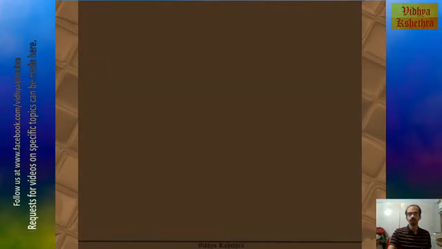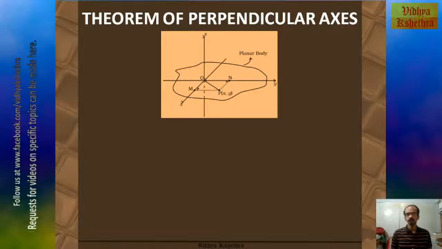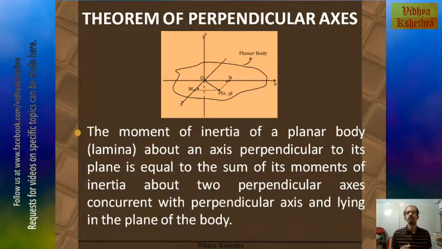Now, theorem of perpendicular axis. This is a planar body. That is a rigid body. In this case, the moment of inertia of a planar body about an axis perpendicular to its plane is equal to the sum of its moments of inertia about two perpendicular axes concurrent with the perpendicular axis and lying in the plane of the body. That is, in this case, Iz is equal to Ix plus Iy.